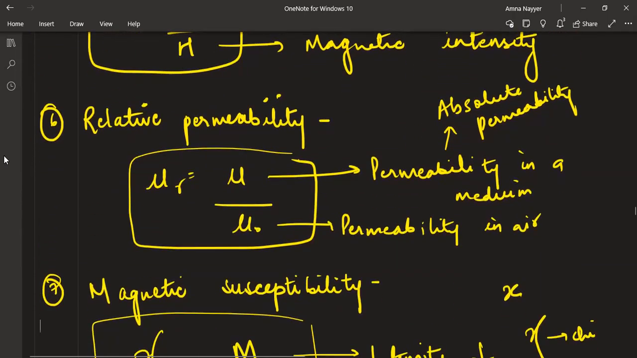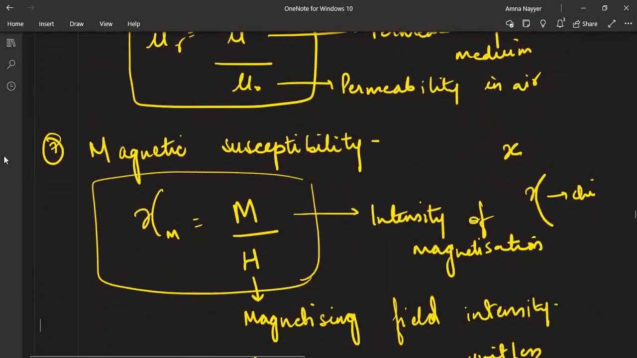So relative permeability is mu r. Mu r is equal to mu divided by mu naught, where mu, without any naught, is for any medium and mu naught is for air. Then magnetic susceptibility is there. Magnetic susceptibility has the symbol chi, and this is equal to intensity of magnetization divided by magnetic field intensity.